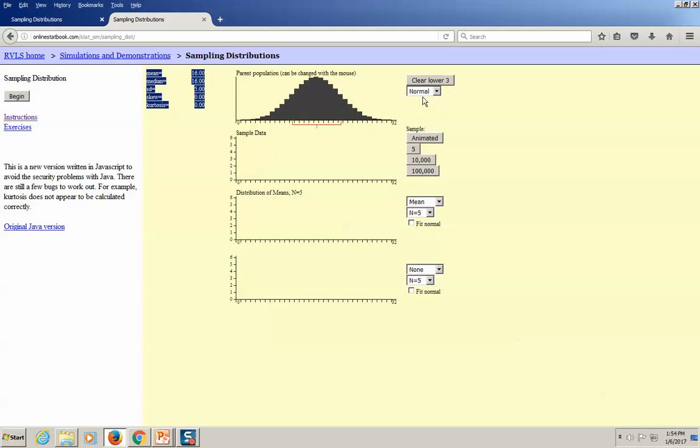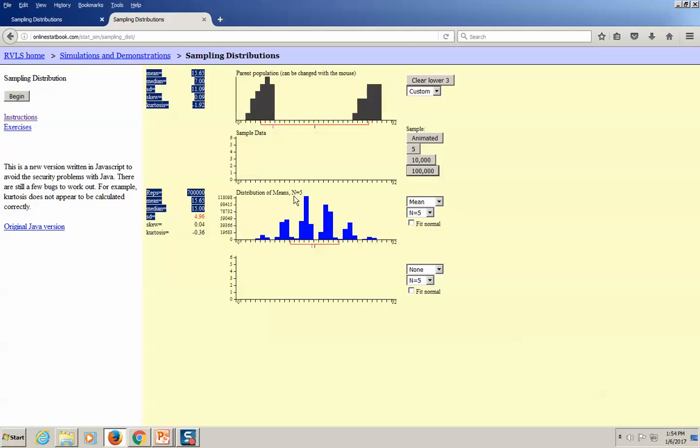We can really mess it up if we want to, like make something super bimodal, and that does cause some problems, but notice that it's still a vaguely normal-ish shape.